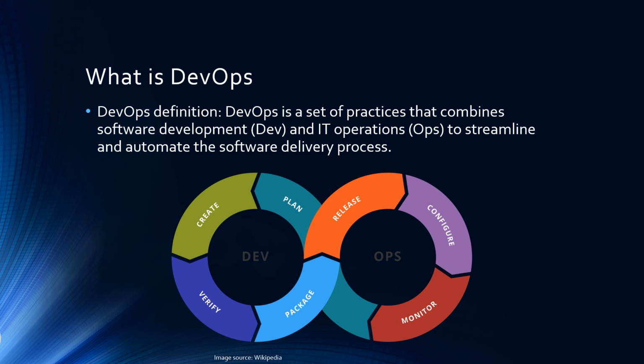Think of DevOps as a bridge that connects not just teams, but also processes and tools. It creates a continuous feedback loop that enables organizations to deliver software faster, more reliably, and with better quality. The automation aspect is crucial.